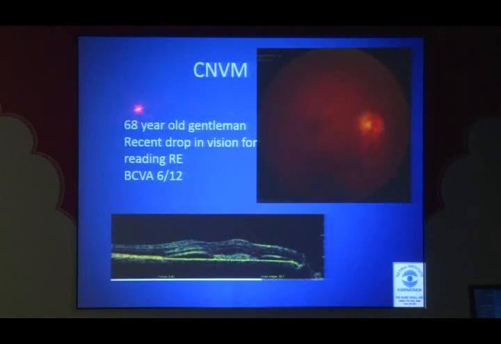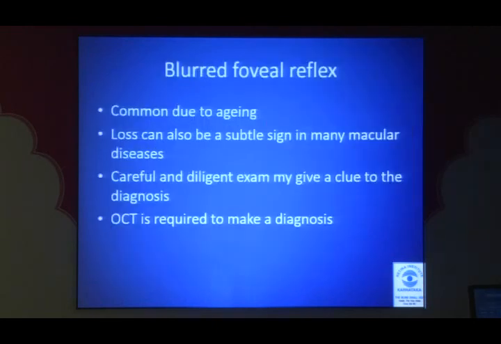CNVM, a 68-year-old gentleman, he had undergone recent cataract surgery, recent drop in vision, 6/12. You see a subtle pigment epithelial change. OCT shows SRF. So blurred foveal reflex can be a common part of aging. It can also be a subtle sign in many macular diseases. It's possible that careful and diligent exam may give you some clues as to the diagnosis, but I think ultimately we all fall back on OCT to give us the required diagnosis.